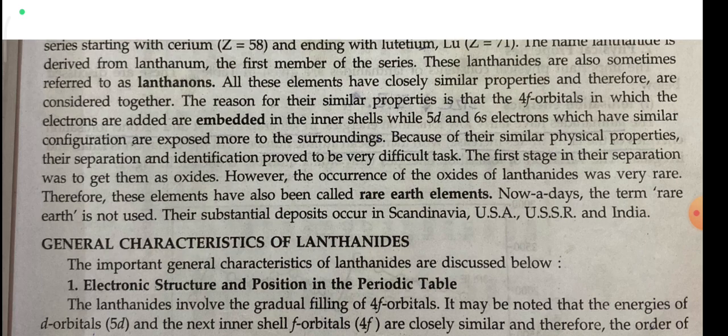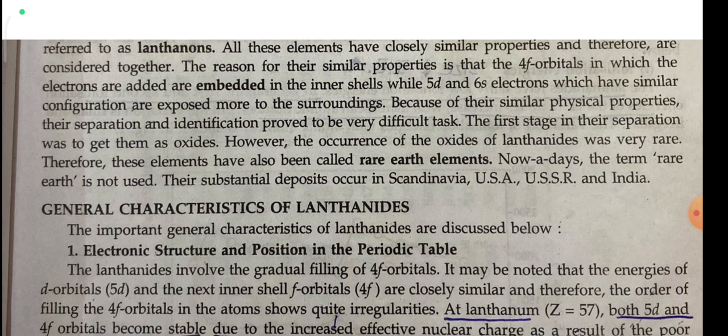The first stage in their separation was to get them as oxides. However, the occurrence of the oxides of lanthanides was very rare. Therefore, these elements have also been called rare earth elements. Nowadays, the term rare earth element is not used. Substantial deposits occur in Scandinavia, USA, USSR, and India.